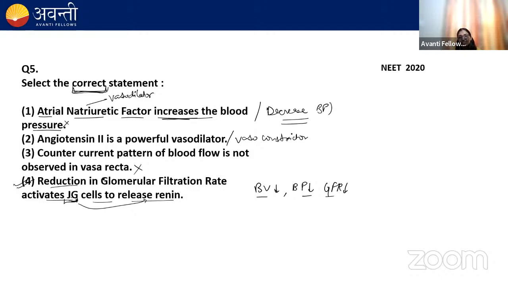Now this angiotensin 2 will work as a vasoconstrictor, activate the thirst center in the hypothalamus, and also stimulate the adrenal cortex to secrete aldosterone. So all these will lead to an increase in blood volume, which will increase the blood pressure and increase the glomerular filtration rate. Okay, this is what we have studied in the regulation of kidney.